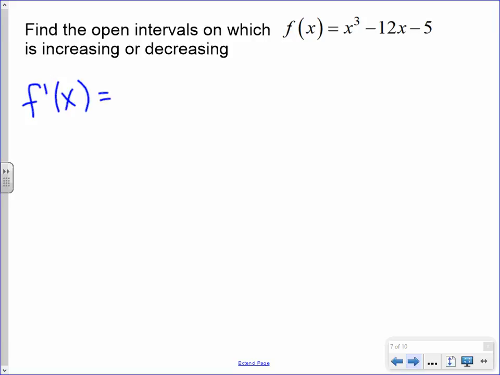Aaron, what's our derivative? 3x squared minus 12. Okay. In order to find critical points, we need to know where this is 0 or undefined. Will this derivative ever be undefined? No, it's not a fraction, so we don't need to worry about that. So let's set it equal to 0.